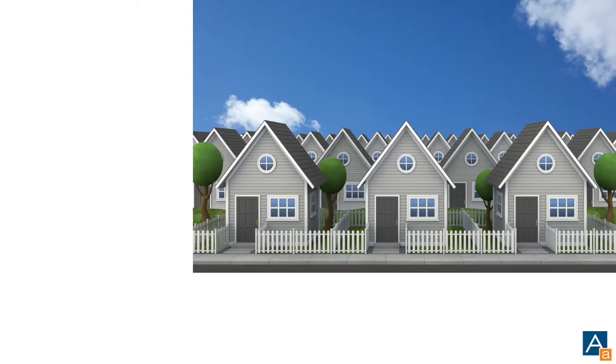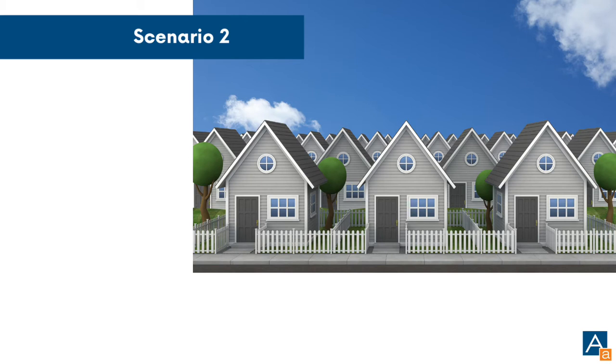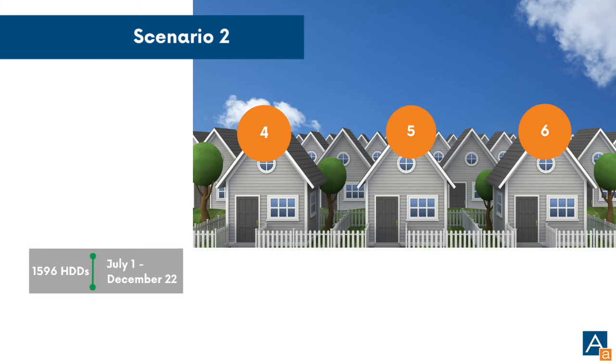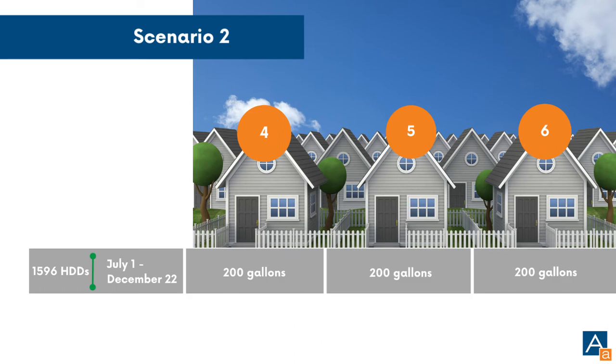Let's look at scenario 2. There are three other houses on the same block. We'll call them houses 4, 5, and 6. All of them had their tanks filled on July the 1st, and then again on December the 22nd. During that time span, from July through December, there were 1,596 heating degree days. Each home received about 200 gallons at the delivery on the 22nd.